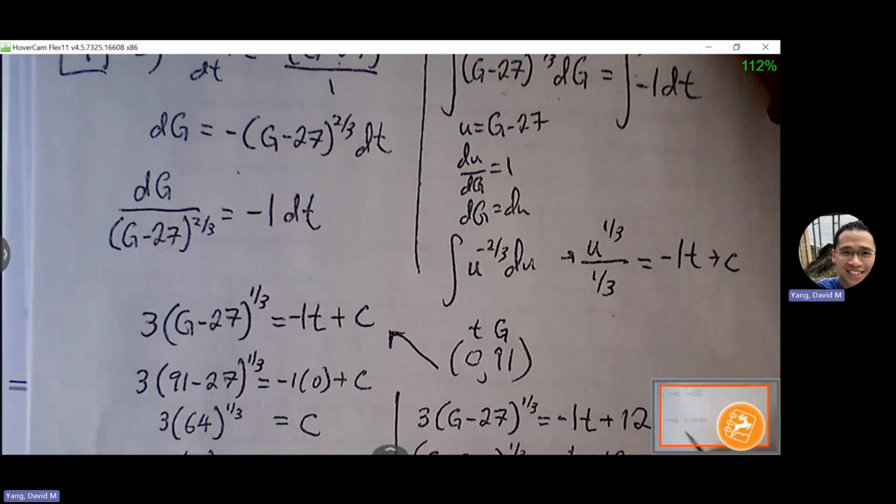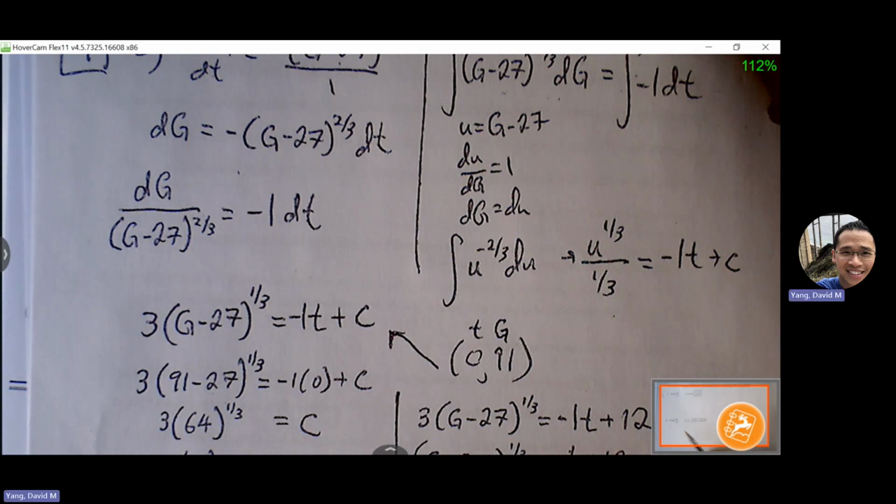And then once you find your antiderivative, it's just a matter of what do you want to do next? Do you want to solve for G? Do you want to solve for C? I feel like I'm just going to go ahead and get the C out of the way. So my ordered pair is (0, 91). 0 is my T, 91 is the G.